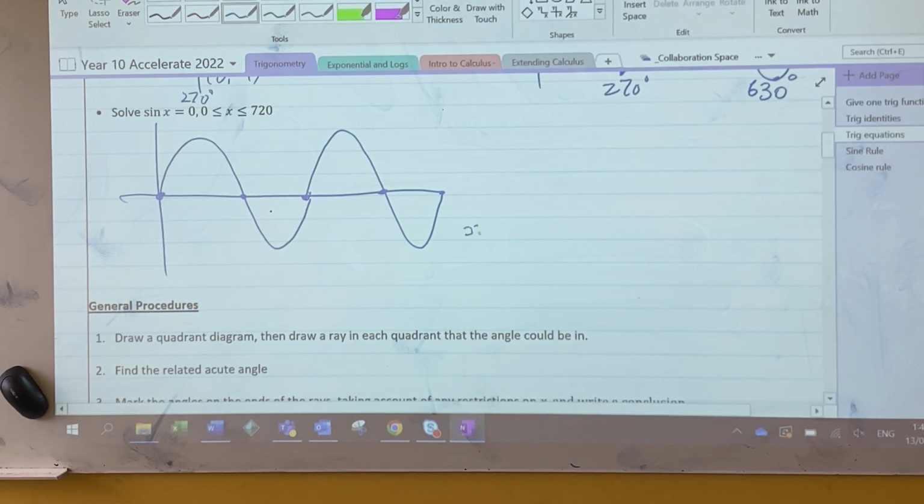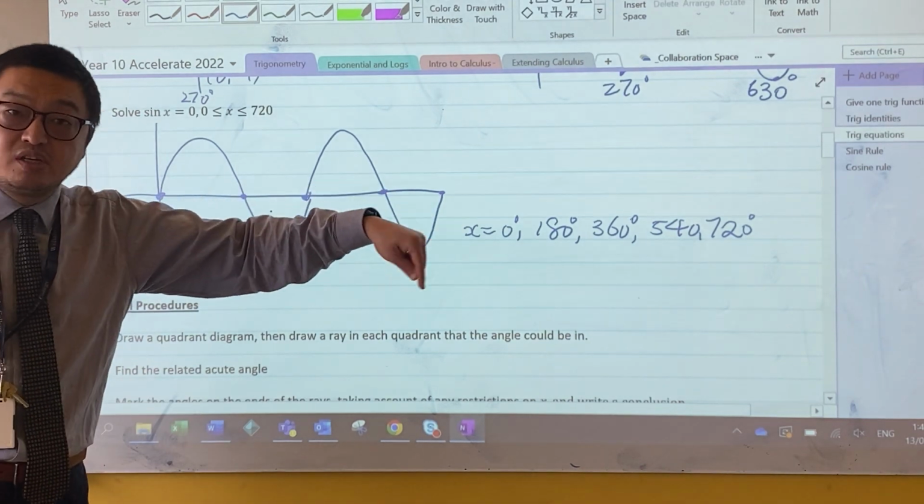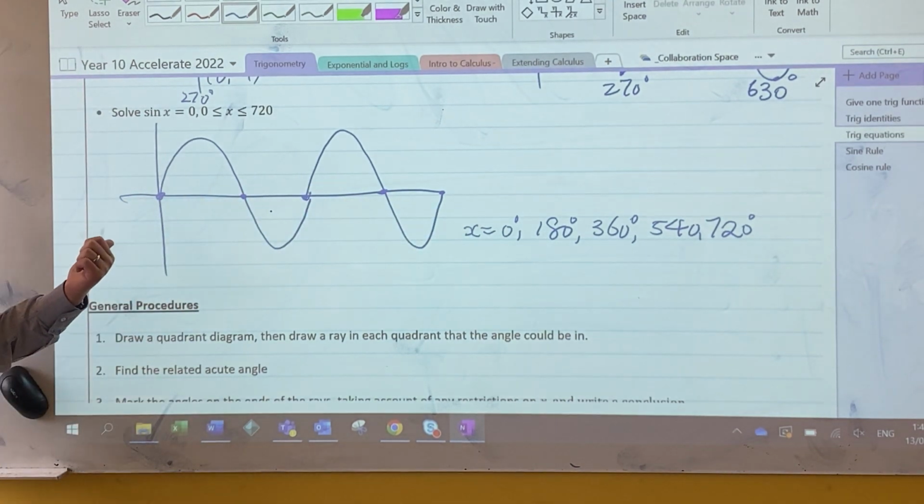So x equals 0 degrees, 180 degrees, 360, 540, and 720 degrees. It basically means that when x equals these particular values, sine x equals 0. All good? Move on.